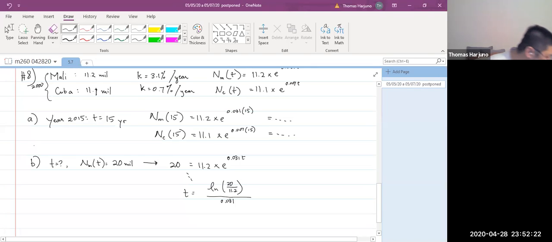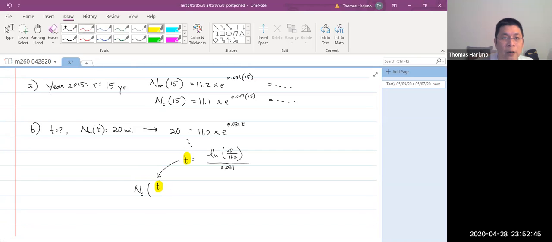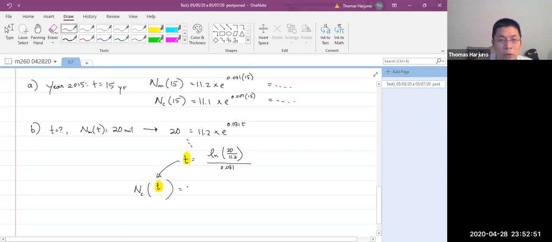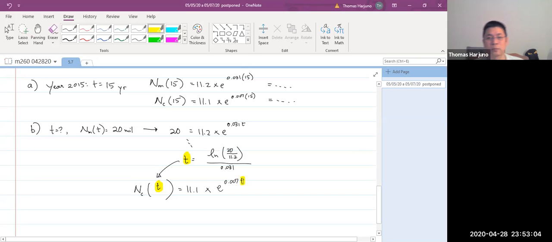Now the same question for part B: what would the population of Cuba be at that time? Once you find that t, you plug that t into the Cuba equation. Whatever the t you have here, that's the t you will use there. That will be equal to 11.1 times e to the 0.007, whatever that t may be. That's for part B.